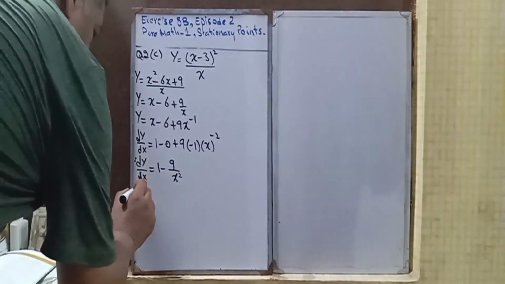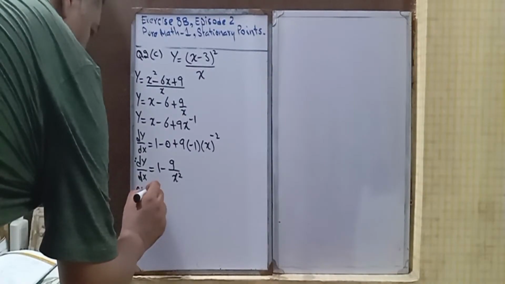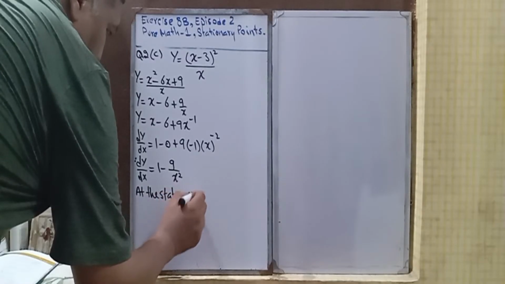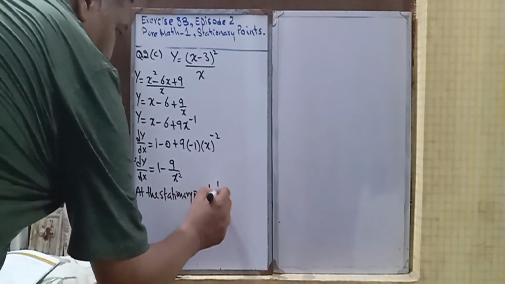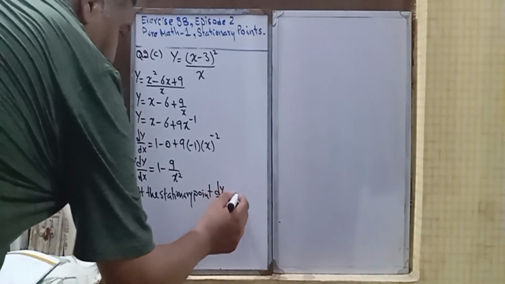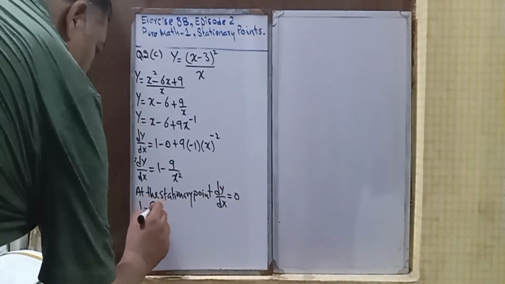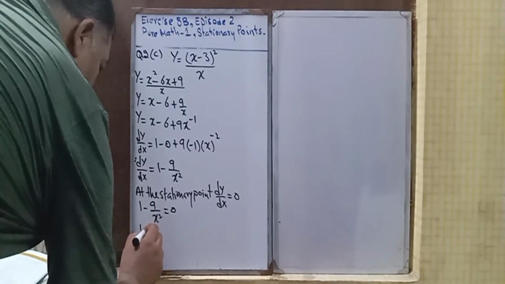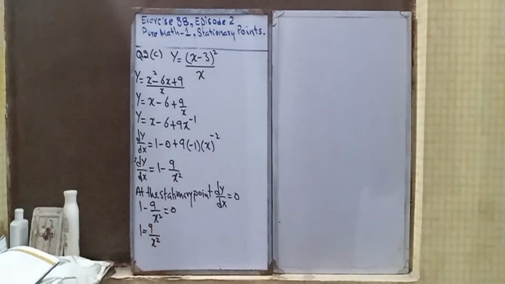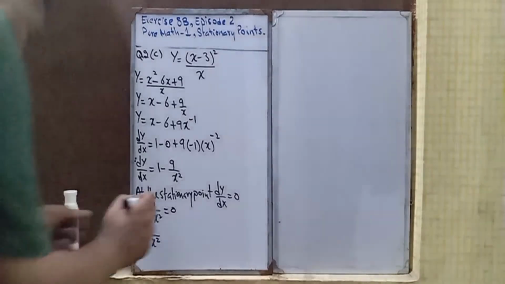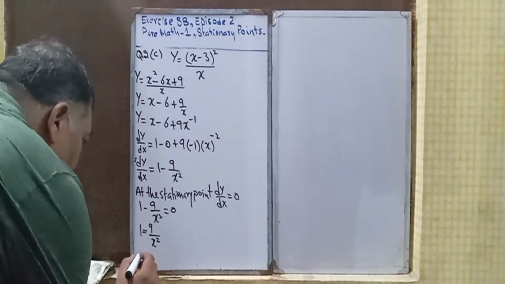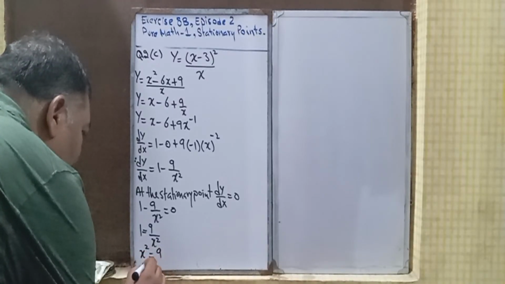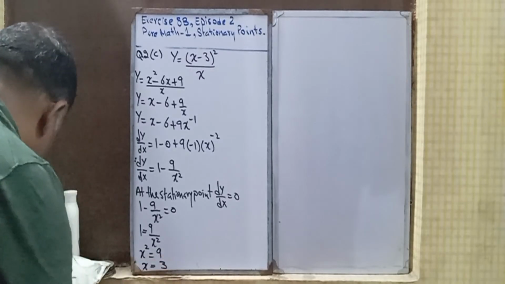You know that at the stationary point, dy by dx is equal to 0. So let's make this 0. So 1 minus 9 by x square equals 0, so 1 equals 9 by x square. So x square will be equal to 9. Take square root on both the sides. So x will be equal to 3.